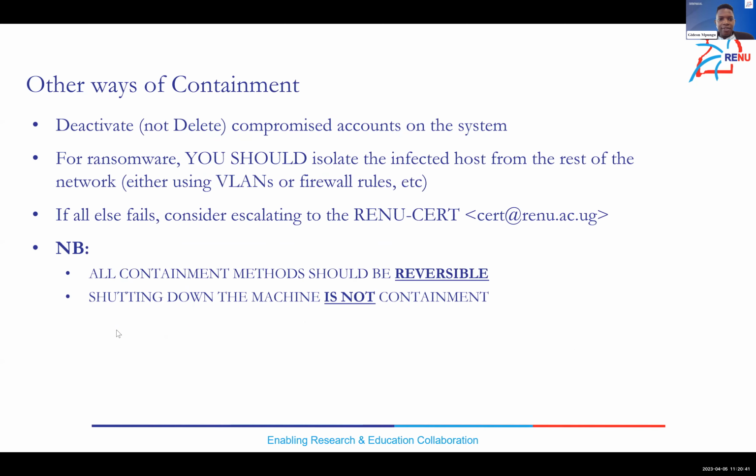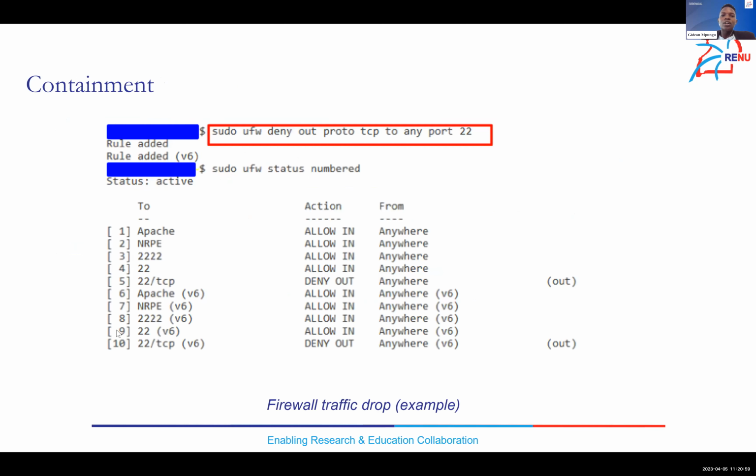as you can see the NB there, all containment methods should be reversible, right? Since you're just containing, it's not advisable to just delete something out of the blue, because as you're containing, it's still feeding back into investigation, right? So for now, you can just block port 22 traffic that is outgoing. And you have to make sure that you're not locking yourself out, because if you lock yourself out, how will you be able to investigate? Okay, Ramadan says we're good to go.